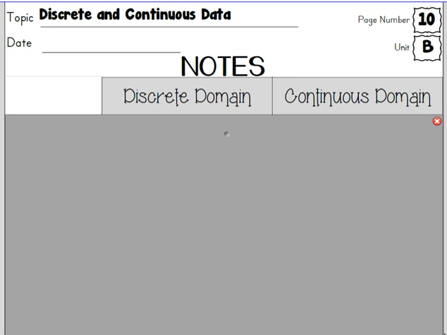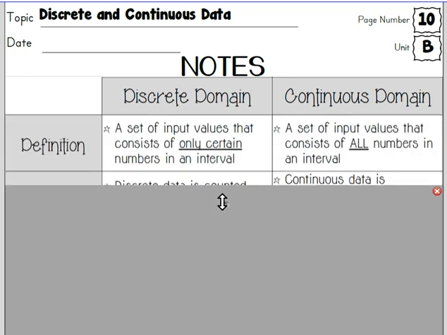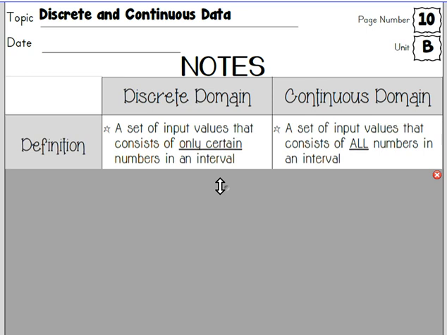And so on the front of your note sheet, there is a table where we are going to compare the difference between discrete data and continuous data, focusing on how that looks in the domain. So by definition, when we're talking about a discrete domain, that is referencing a set of input values that consists of only certain numbers in an interval. And so we're going to look at this in terms of a definition, what that means with words, how that looks in a table, as well as in a graph. And then we're going to look at both of the situations in real life situations that may happen.